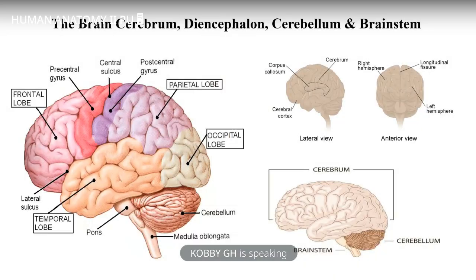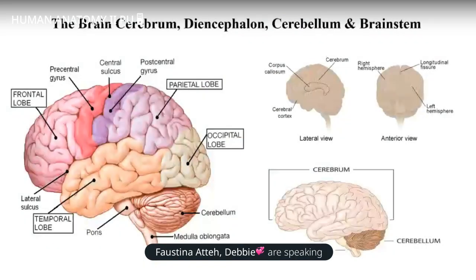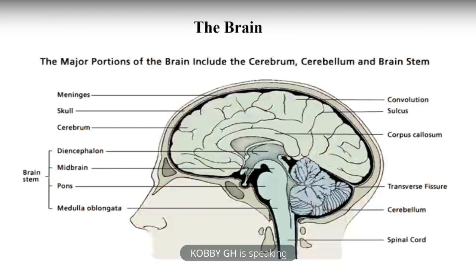In this diagram, this is the cerebellum, and this one is the cerebrum. You can see clearly which of the three parts is the largest. The cerebrum. Yes, that is the largest portion. Is that okay?